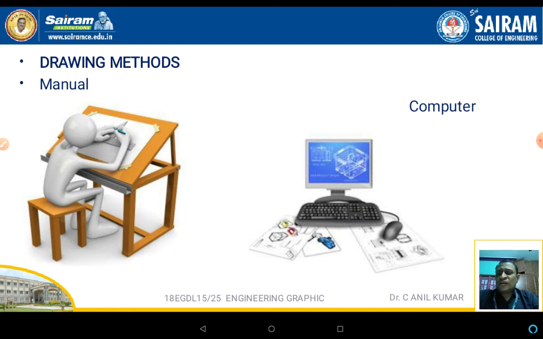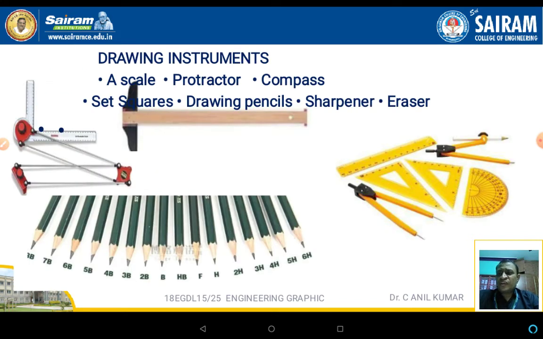Now, the drawings are of two types. Maybe 10 years back, we used to draw manually. Now, most of the drawings are drawn using computers and software related programs. Now, the drawing instruments. Drawing instruments are the scale, protractor, compass, set square, drawing pencils, sharpeners, erasers, as well as mini drafters, or even tri squares, which are also used as basic tools for engineering drawing.